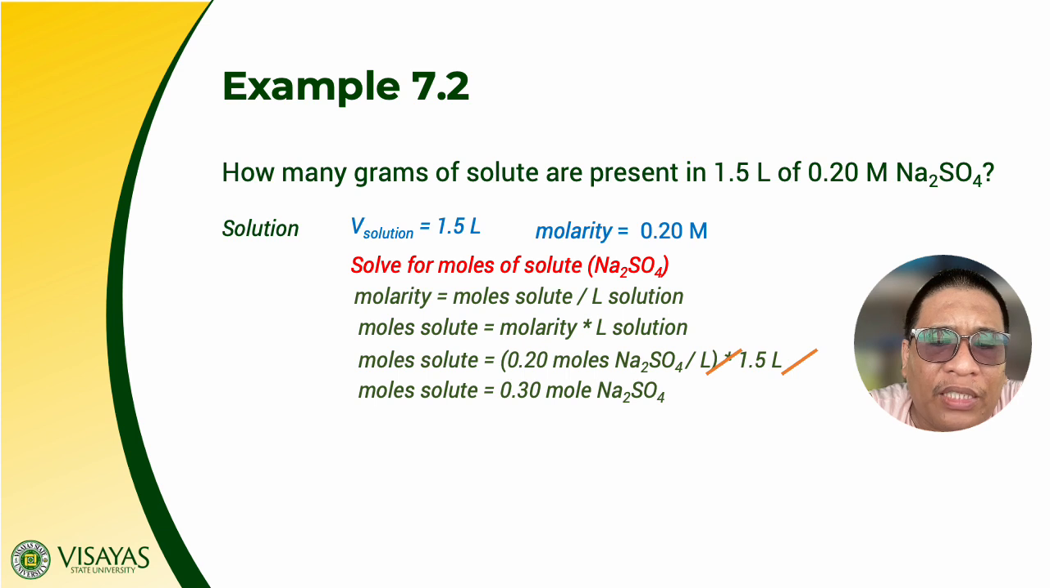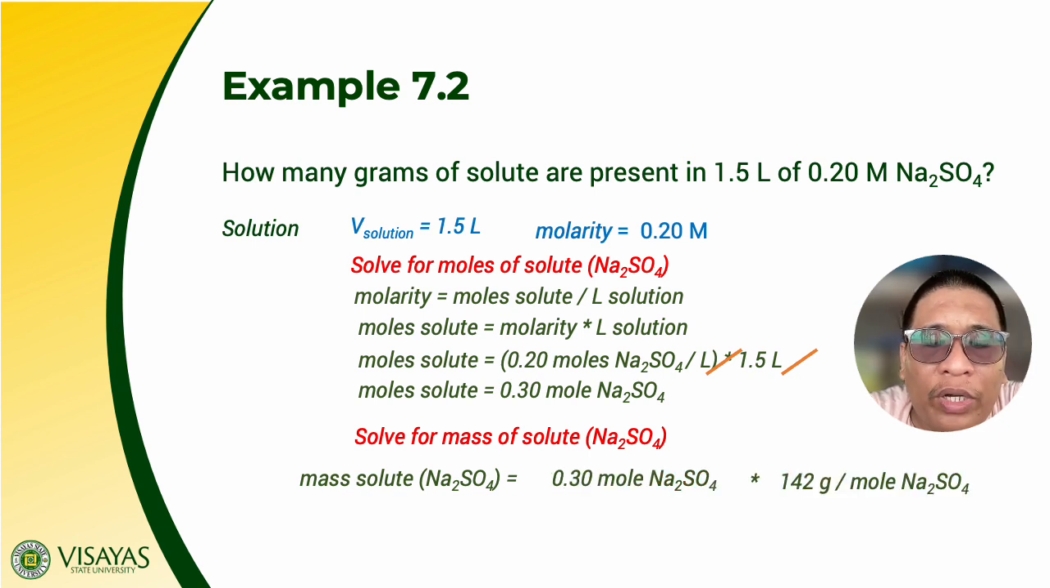Now, since what's asked is the number of grams of the solute, we can multiply this one with the molar mass of sodium sulfate, which is 142 grams per mole. The 142 grams is based on the values of the individual molar masses of the elements. So we have 2 sodium atoms, or 2 moles of sodium, 23 grams per mole each, so that's 46. Sulfur is 32, and oxygen is 16 times 4, 64. Add those all up, you get 142 grams per mole. Cancel mole and we'll arrive with the grams, which is 42.6 grams of sodium sulfate.